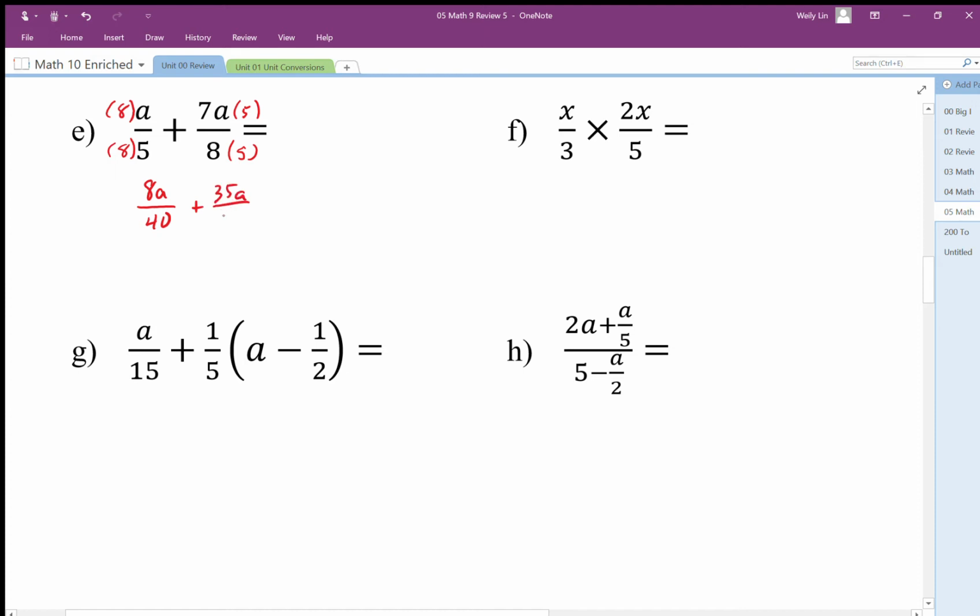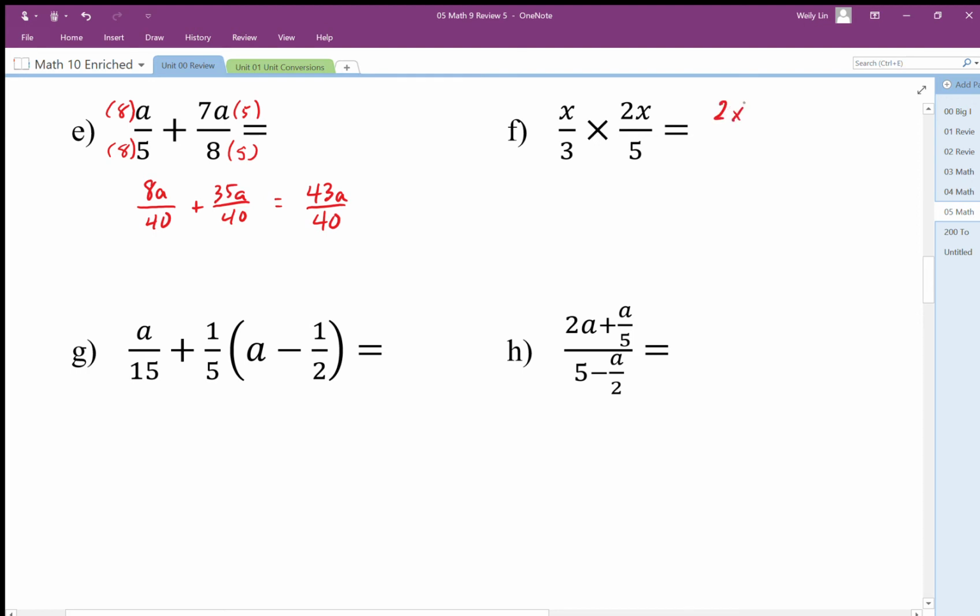35a over 40. Now the denominators are the same, so we can add the numerators. The numerators are like terms, so we can actually combine them. So we end up with 43a over 40. Now we don't know what a is, but we kept track of our factors, and so we know that this must be correct.